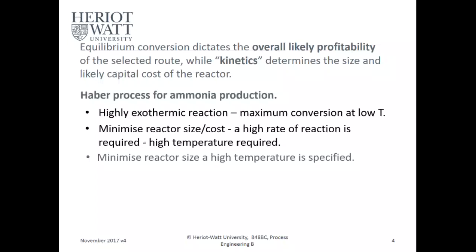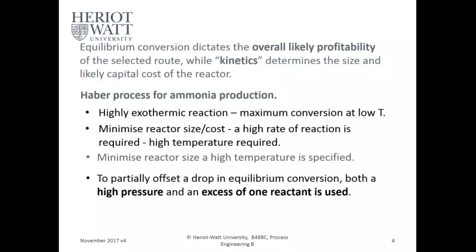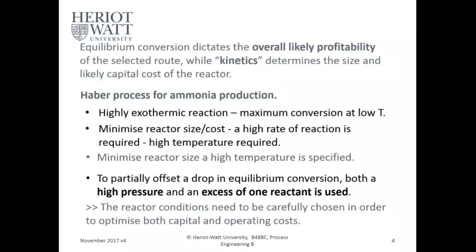So we define its most profitable. So imagine a profitability triangle. So you're trying to be in the middle. The amount of money you'll make, the amount of expenditure, and the quality of the product. That's the conversion rate. To partially offset a drop in the equilibrium conversion, both a high pressure and excess of the one reactant is used. The reactor conditions need to be carefully chosen in order to optimize both capital and operating costs.